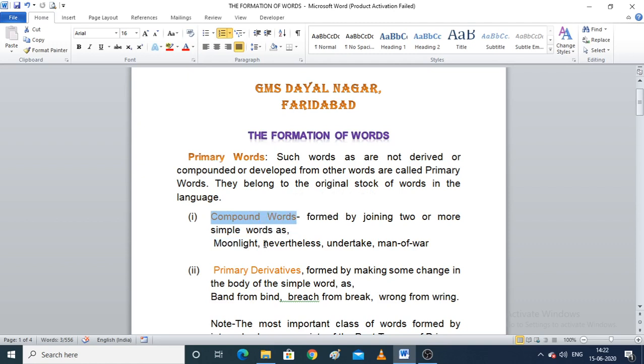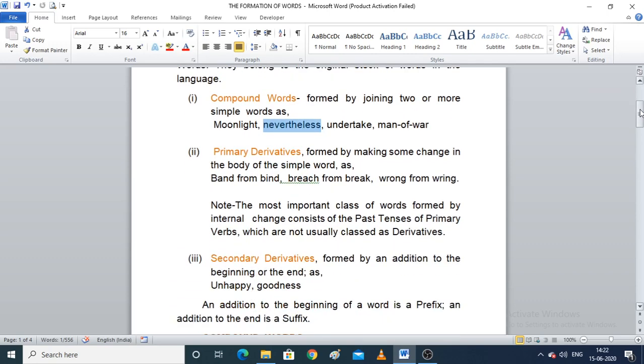Okay? Now, see this example. Nevertheless. Never is a primary word. The is a primary word. Less is a primary word, but when you combine them together, it forms a compound word. I hope this concept is clear to all. Let's come to primary derivative.